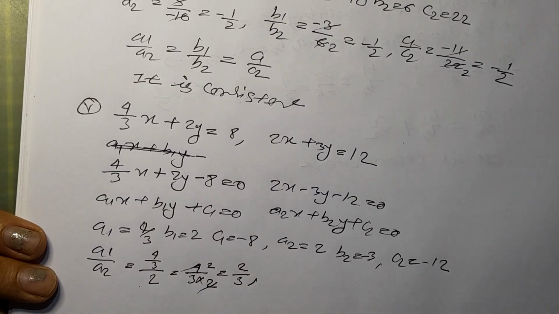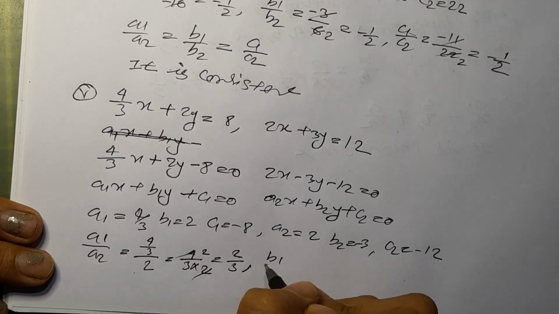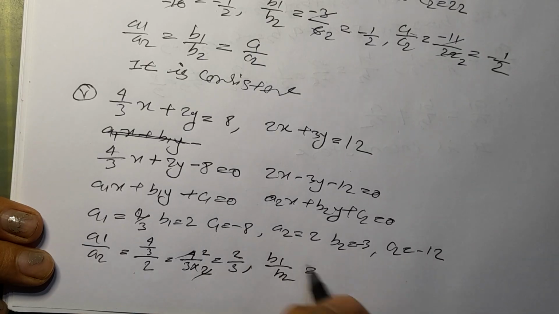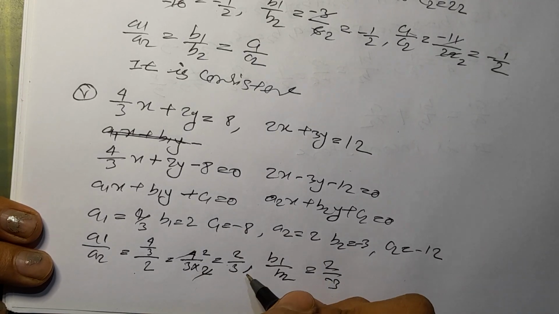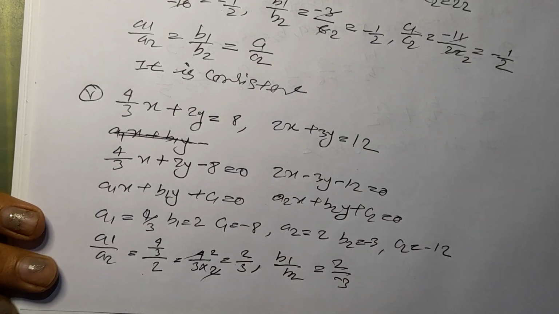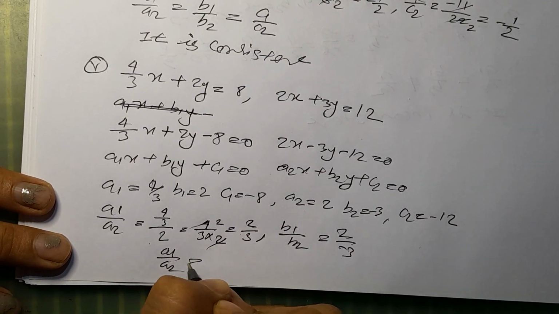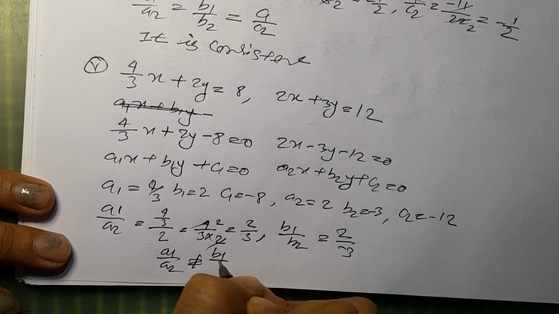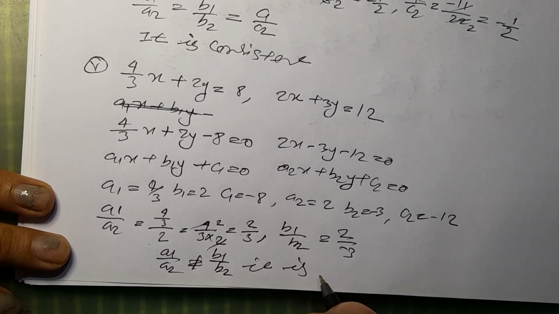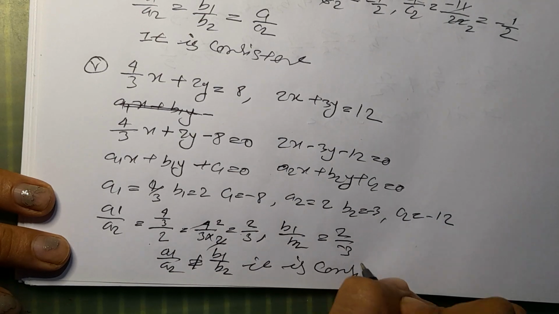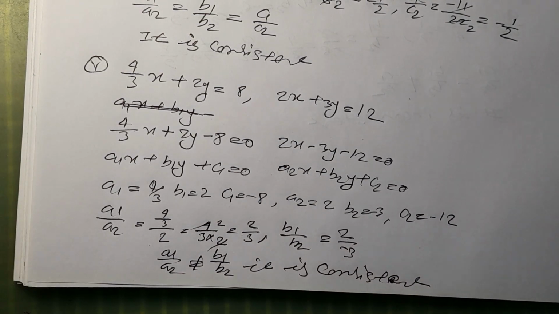Now second, b1 by b2, there is no problem. b1 is 2. b2 is minus 3. One is plus, one is minus, so it is not equal to a1 by a2. a1 by a2 does not equal b1 by b2. So it is consistent. Fraction can be done in the two ways. So it is consistent.